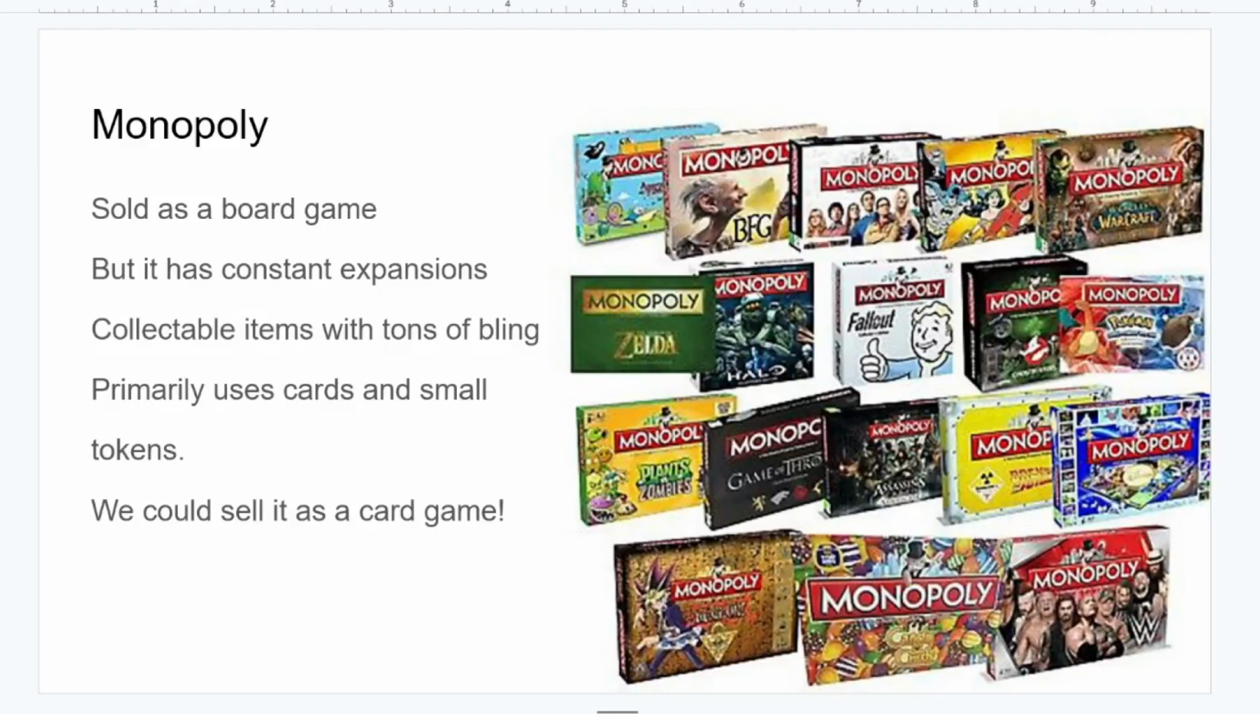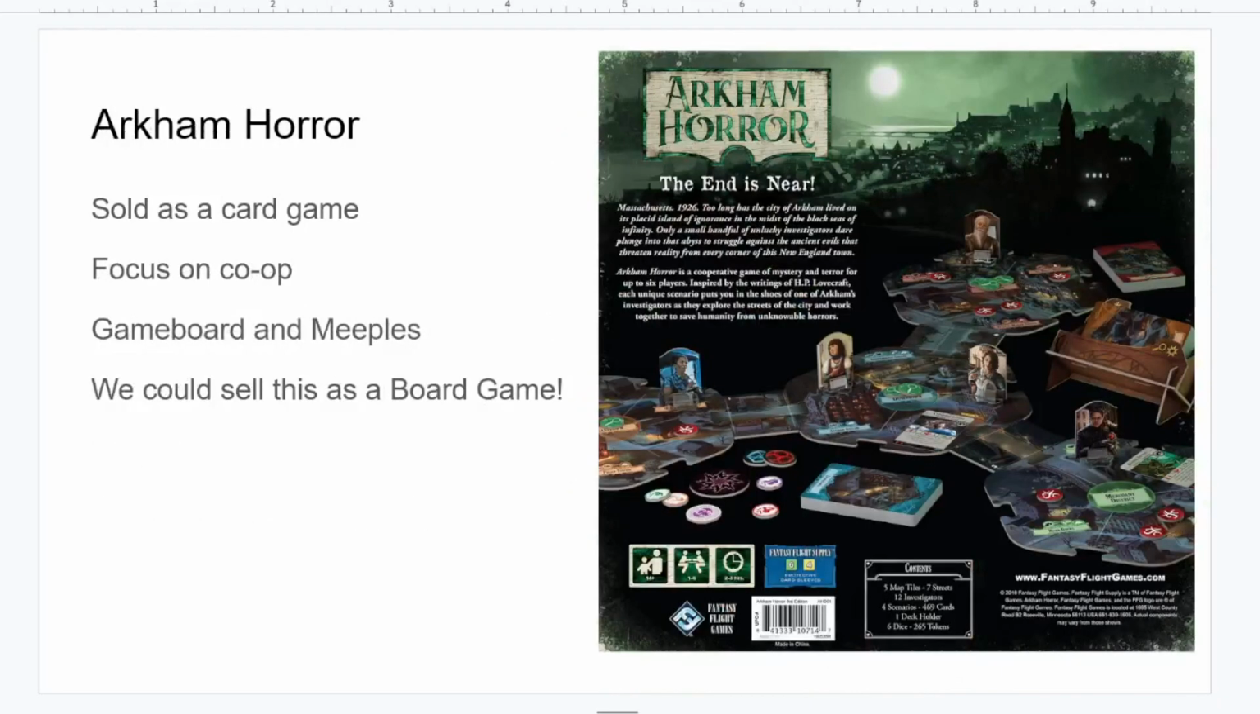So the next game we're going to talk about is Arkham Horror. I already mentioned that Arkham Horror is an expandable card game. However, it has a focus on co-op. It uses a game board and meeples, so we could have absolutely sold Arkham Horror as a board game. The last game that I have to mess with your perception of genre is Warhammer 40K.